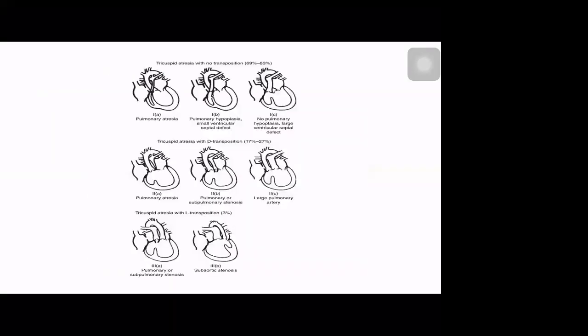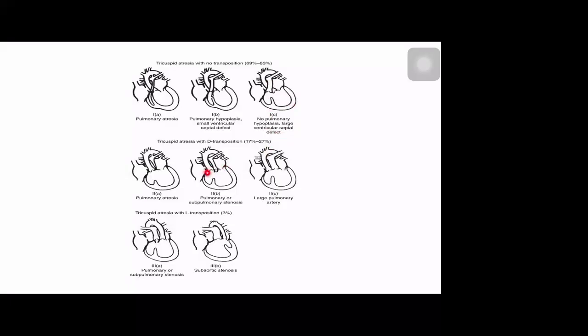Now, coming to this picture, it is type 1A, that is tricuspid atresia with no VSD and with pulmonary atresia. You can see a very thin pulmonary outlet. In type 1B, there is a very small restrictive VSD, along with pulmonary stenosis or pulmonary hypoplasia. In type 1C, there is a large, non-restrictive VSD, and there is no pulmonary stenosis and no pulmonary atresia. So this is type C.